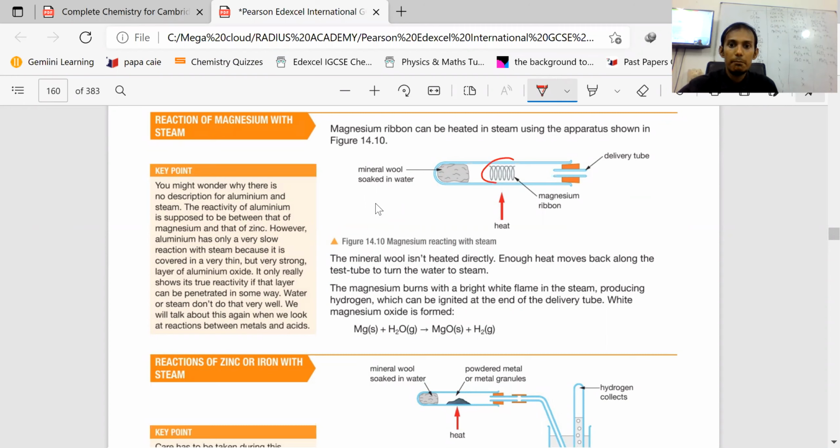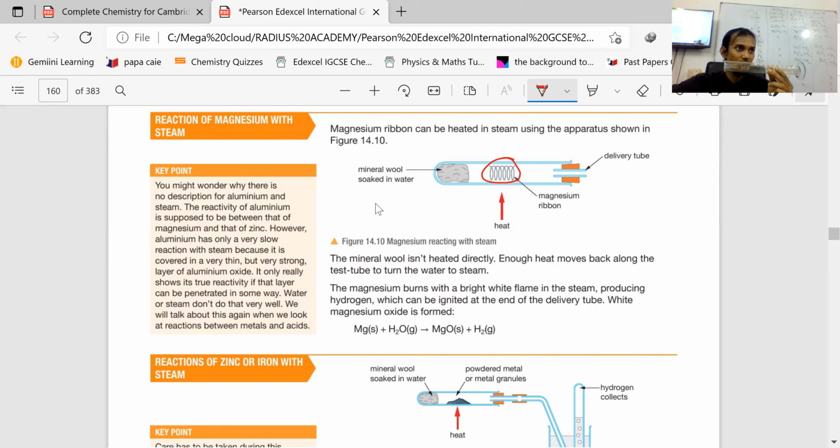See, magnesium metal is here, and mineral wool soaked in water, cotton wool soaked in water, if you look at the diagram. We are heating, say for example, a test tube, or something like this, a measuring cylinder, with cotton wool soaked in water. If I give heat, then from the soaked cotton wool steam will come and react with magnesium. So in the same procedure you need to do all the experiments, right? Because you need to produce steam. So steam will come through the magnesium metal, and we have a cork and a delivery tube.